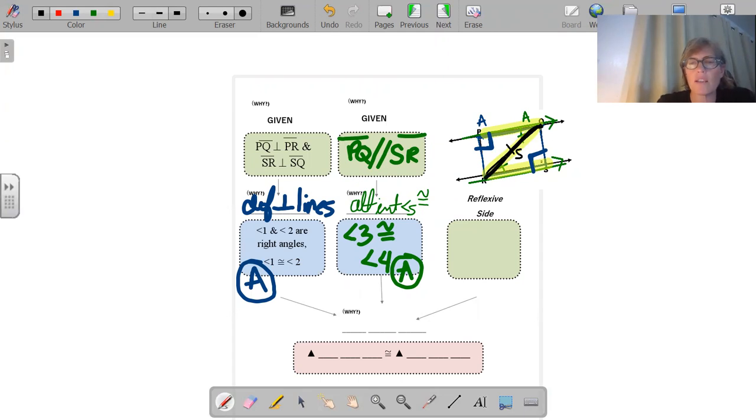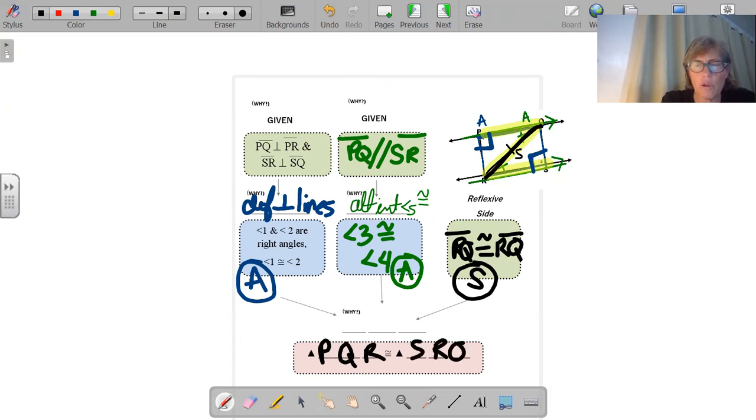And you have your reflexive side, which would read like this. RQ is congruent to RQ. That's why it's called reflexive. There's your side. And we know that those two triangles are congruent. PQR is congruent to SRQ, and the reason is angle, angle, side.